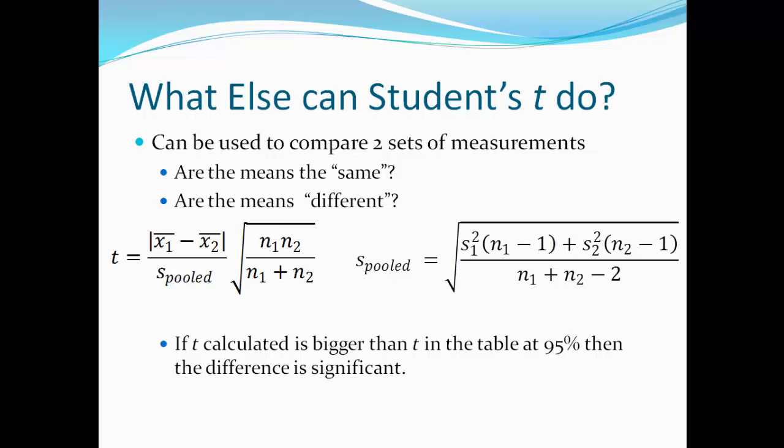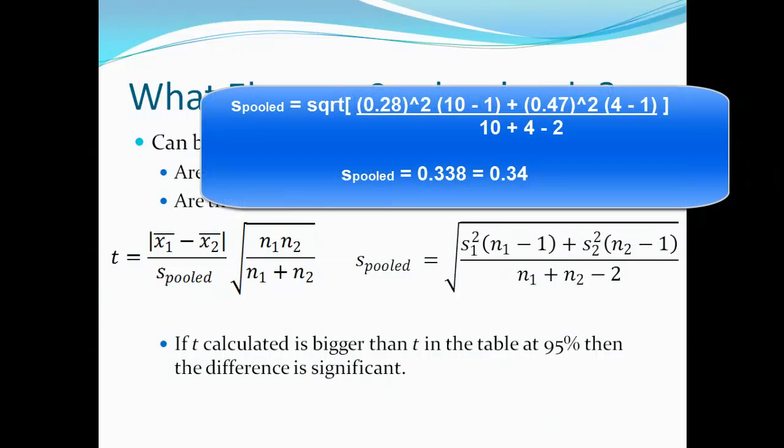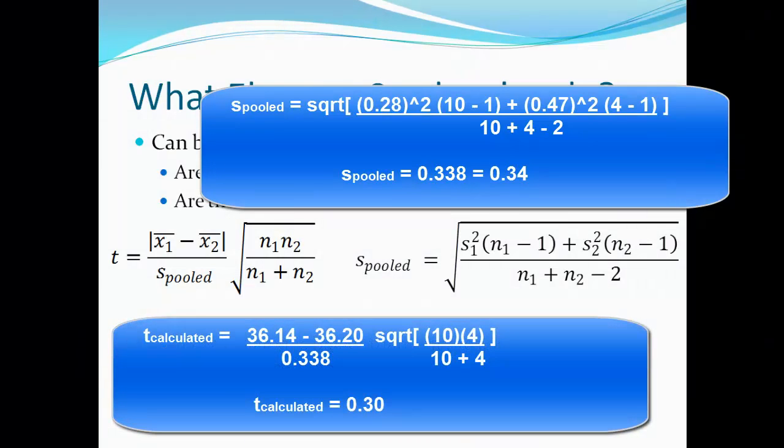So they ended up getting the square root for S pooled, the square root of 0.28 squared times (10 minus 1), plus 0.4 squared times (4 minus 1), over 10 plus 4 minus 2. They multiplied all that out and they got 0.338, which of course ended up being 0.34. And then they plugged that number into the t-test equation and multiplied all that out and they got 0.30. Now the calculated value of t is 0.30.